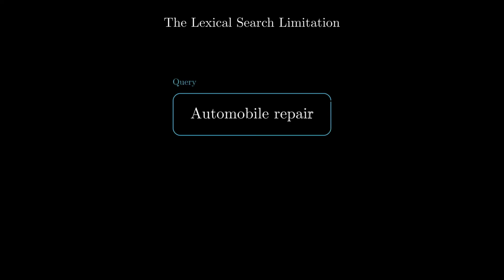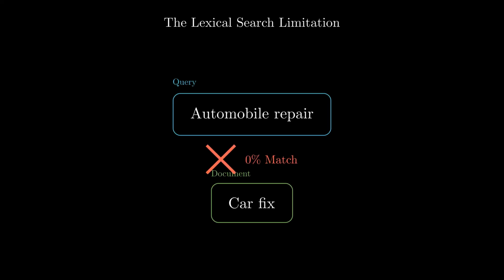To appreciate the power of semantic search, we first need to understand the limitation of the traditional approach. Lexical search, or keyword matching. Let's say a user searches for automobile repair, and in our database, we have a relevant document titled Car Fix. Now, as humans, we instantly know these two phrases refer to the exact same service, but a traditional keyword engine is literal. It looks for the string automobile inside the document, and it finds nothing. It then looks for repair, and again, no match found. Because there is zero lexical overlap, no shared keywords, the search engine returns a 0% match.